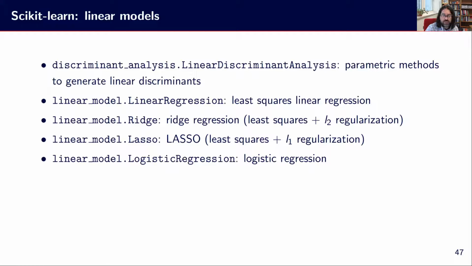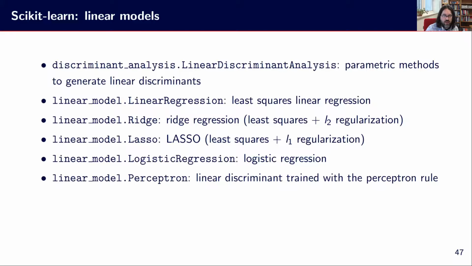We also have the logistic regression, the model we saw this week where we try to estimate the posterior of C1 using some kind of linear modeling over a sigmoid function. So logistic regression is also implemented in scikit-learn. And we have also the one with the perceptron criterion, the first one, which is not behaving very well for non-linearly separable data, but that is kind of a classical, historical model that we saw this week.